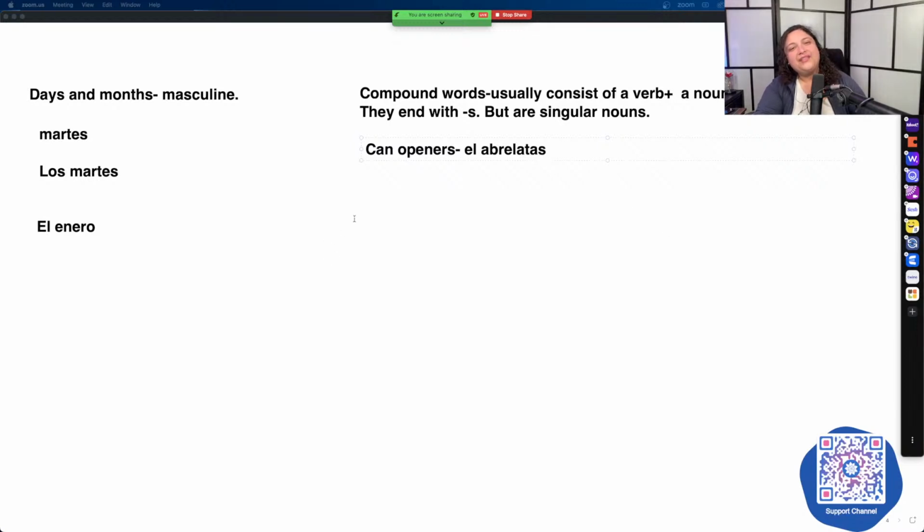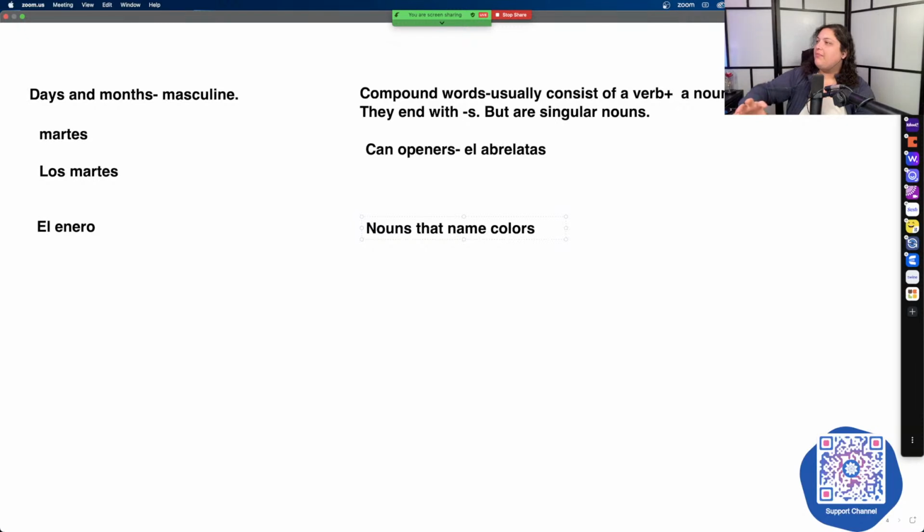Also, another category of nouns that are masculine: the names of colors. Nouns that name colors. I'm not talking about describing a noun, or using colors as an adjective. I'm talking about the name of the actual color. When you're dealing with colors, they're all masculine.